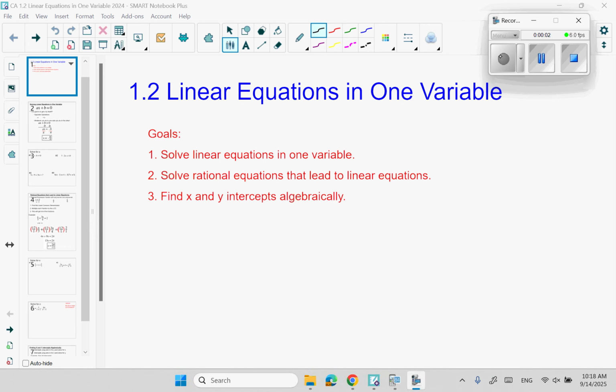Hello, College Algebra, and welcome to 1.2, linear equations in one variable. So we're going to solve some linear equations and hopefully some rationals, and then of course talk about x and y intercepts algebraically, which we kind of touched on in section 1.